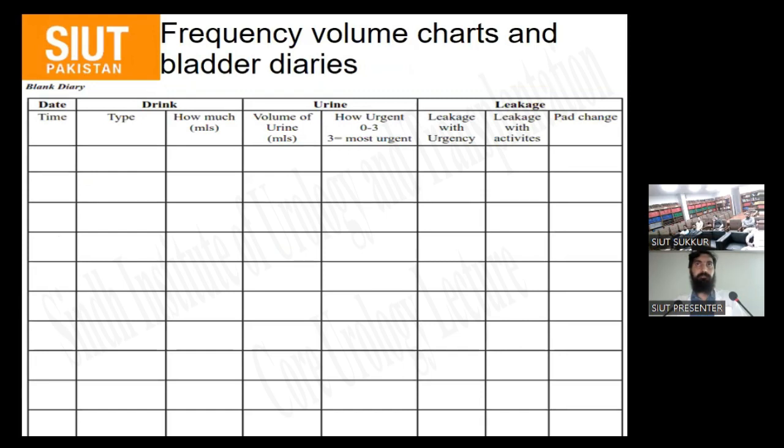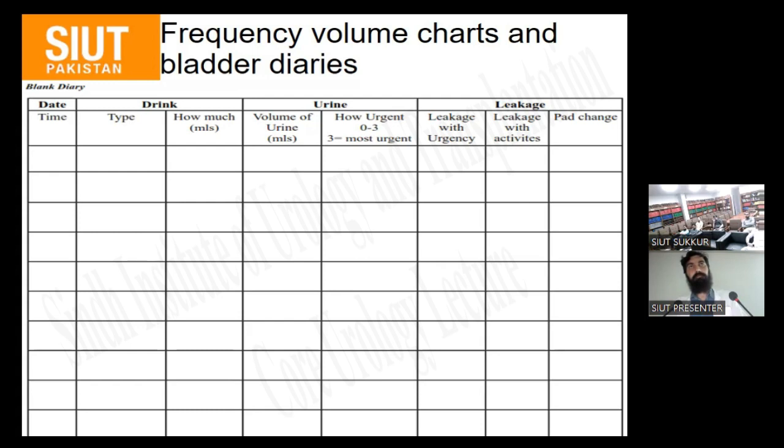Going back to the previous slide regarding this frequency volume chart, it's mentioned how urgent, 0 to 3, and 3 is the most urgent, 0 is not urgent. Say, then regarding 1 and 2, how are you going to interpret it and use it in clinical decision making?